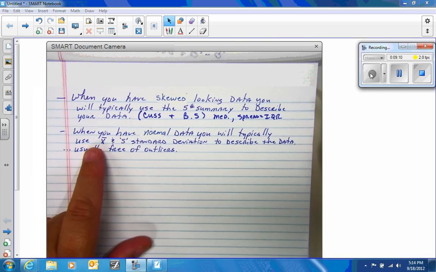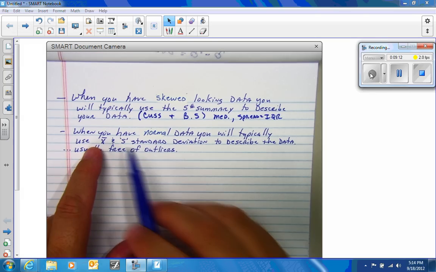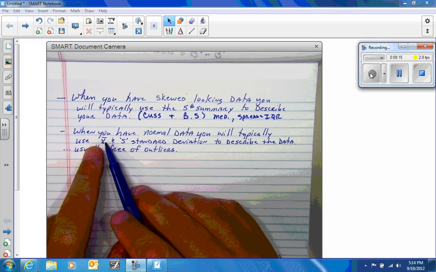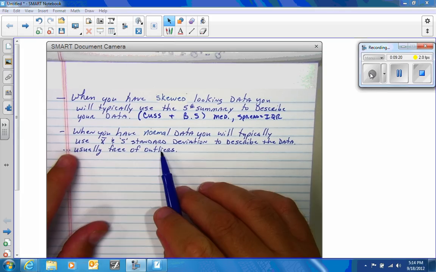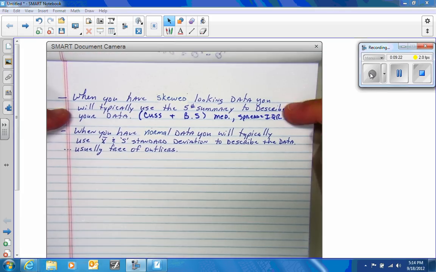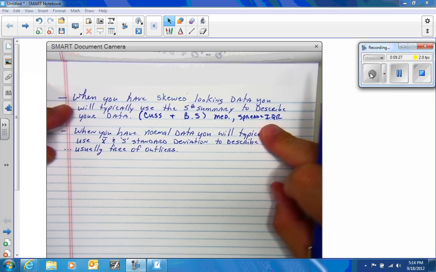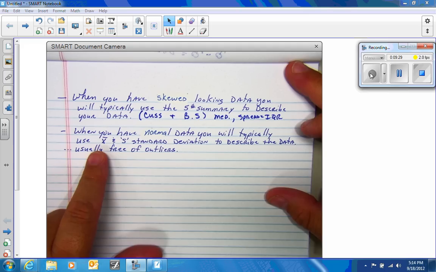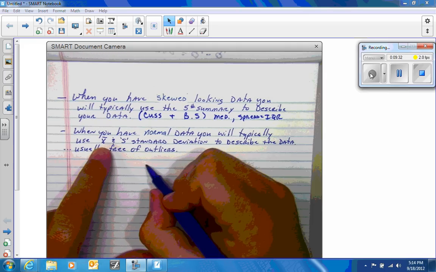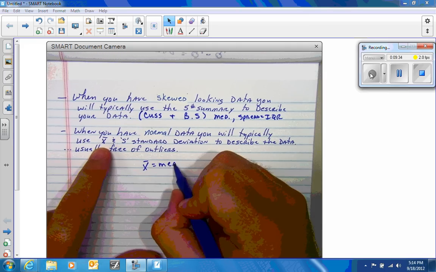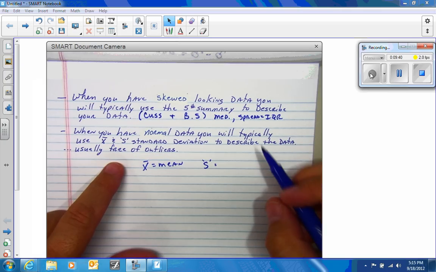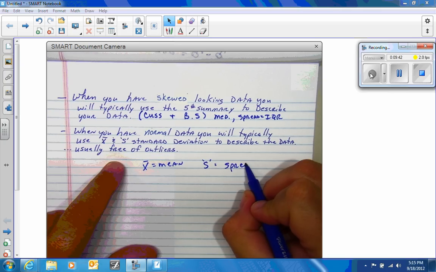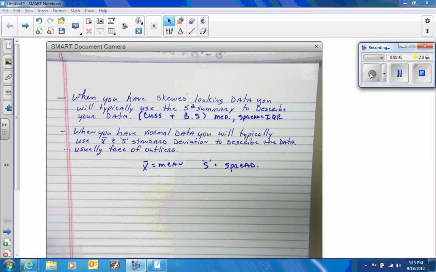When you have normal data, you will typically use x bar, which is your mean, your average, and s, which is your standard deviation, to describe the data, usually free of outliers. When you have outliers, you're going to use your median and your IQR. When you have normal data, you're going to use x bar, your mean, and the standard deviation to describe the spread. And that is today's lesson.